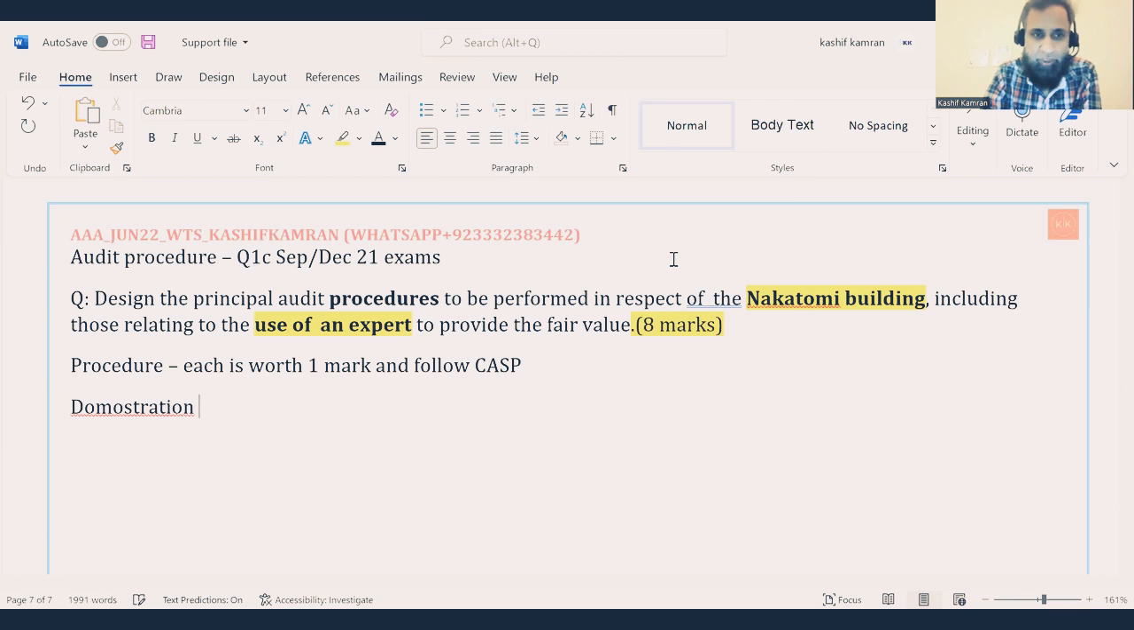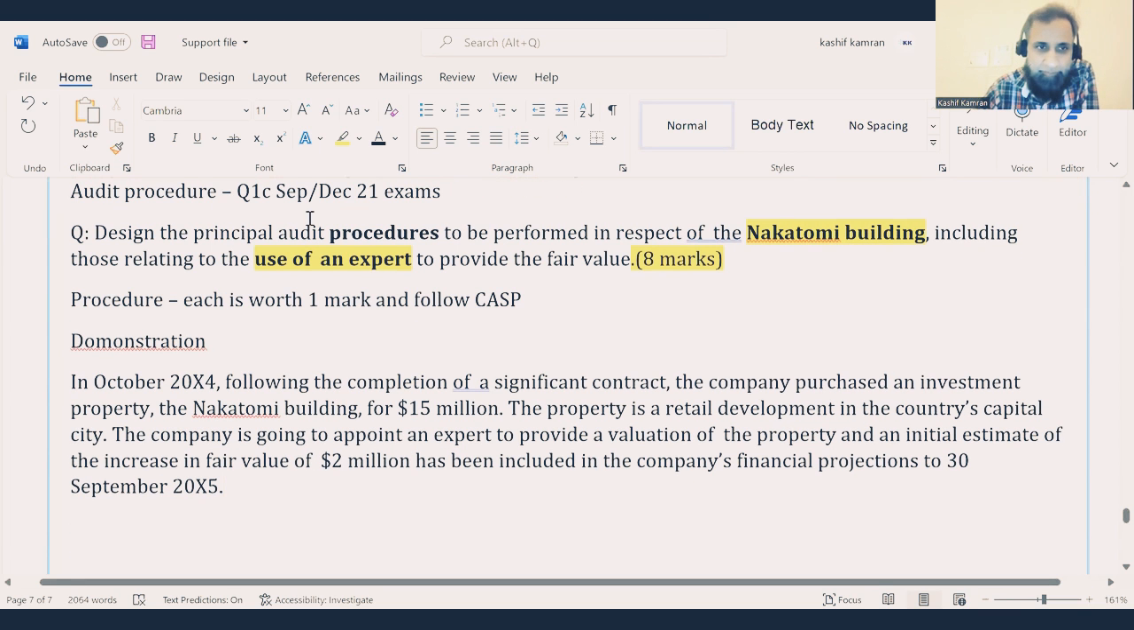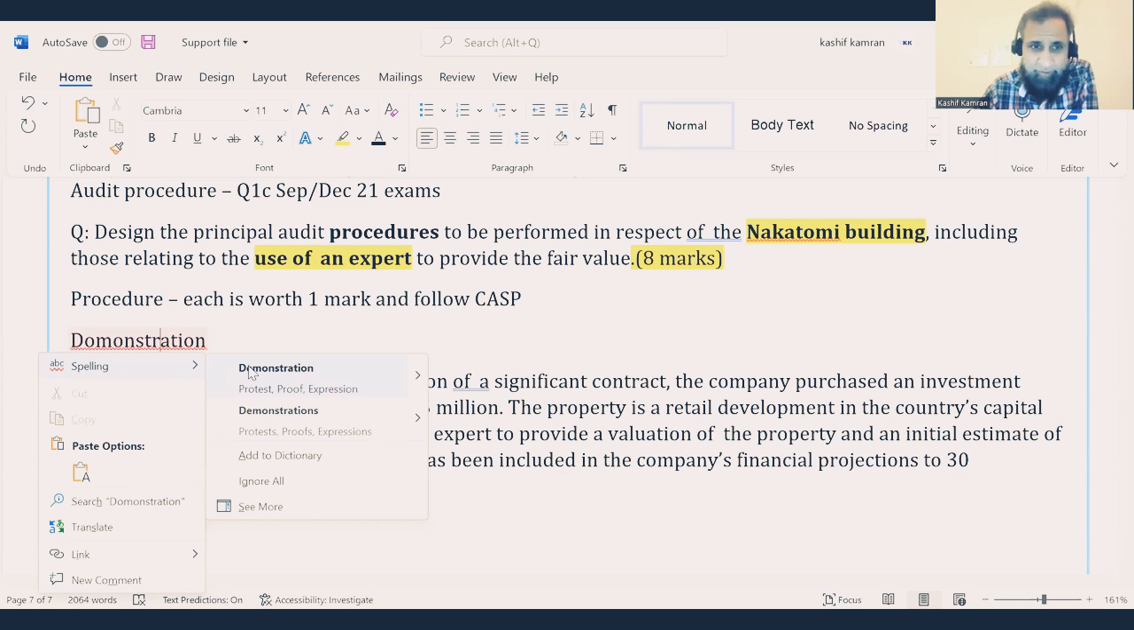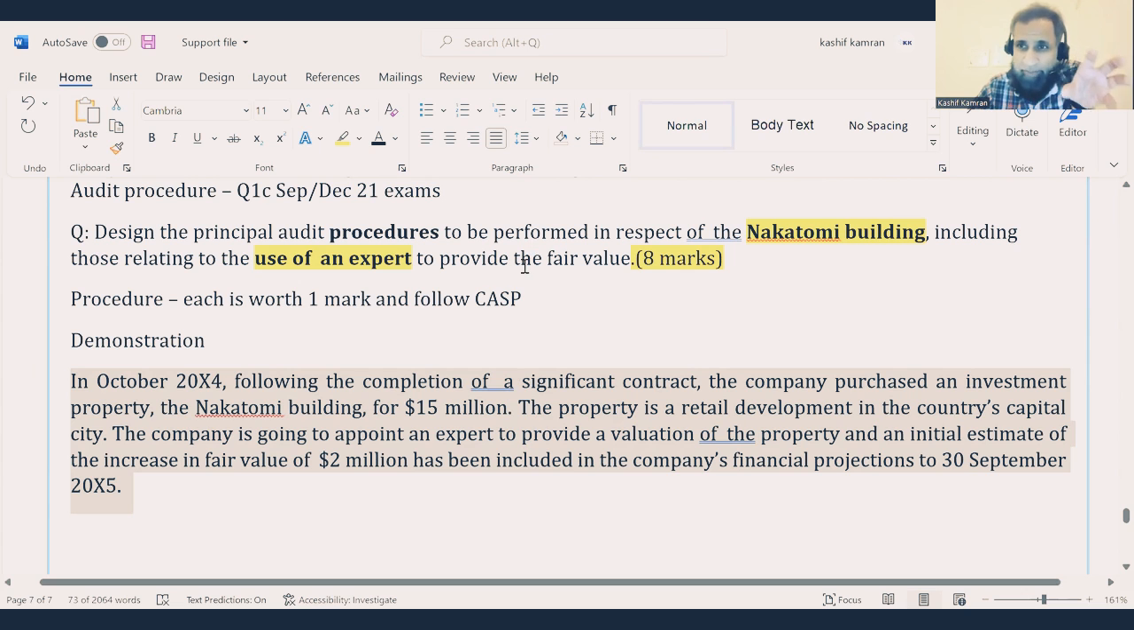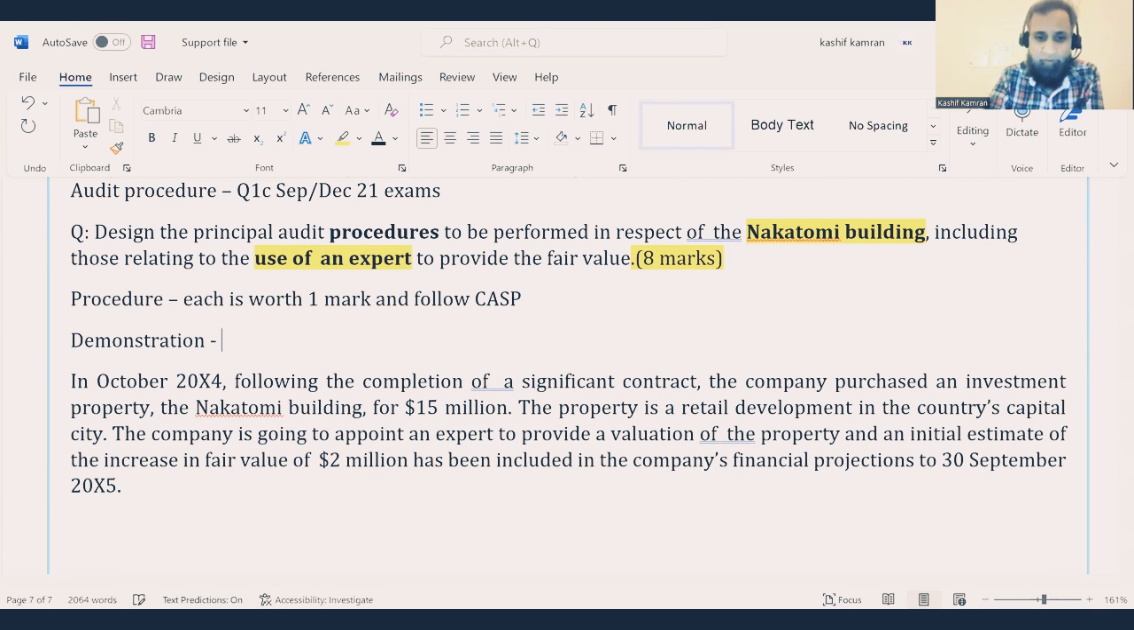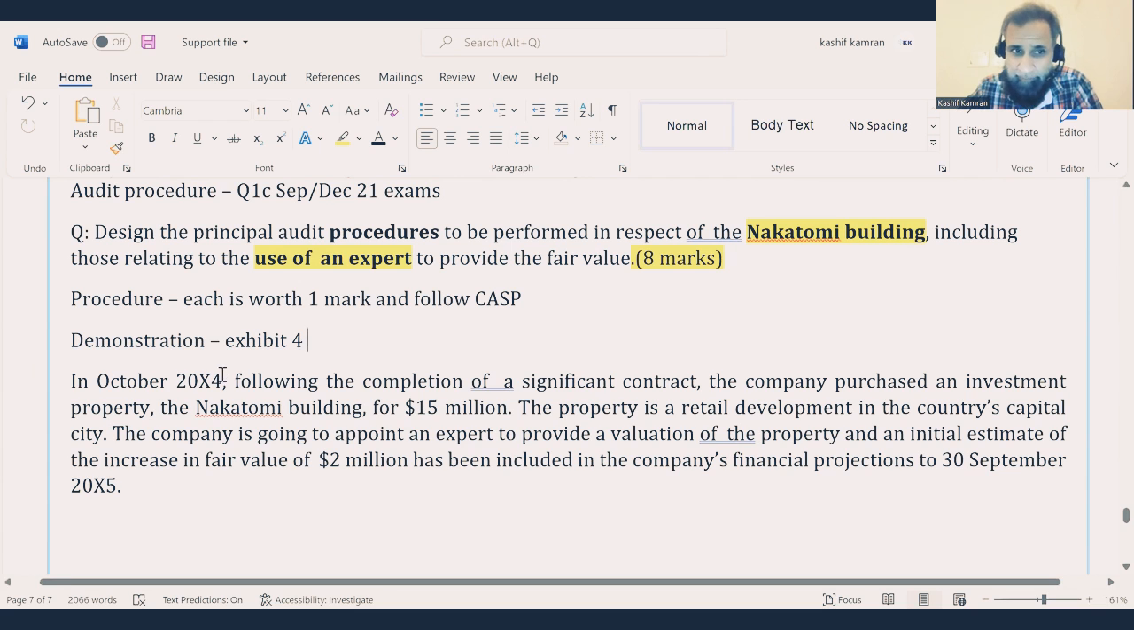I'll just copy the case study, and I will also do it on the practice platform for ease in 5 minutes. Just give me 5 minutes for that. See, I just copy pasted exhibit 4. This is what was given in exhibit 4. Now I need to convert them to 8 procedures, including the procedures on an expert.